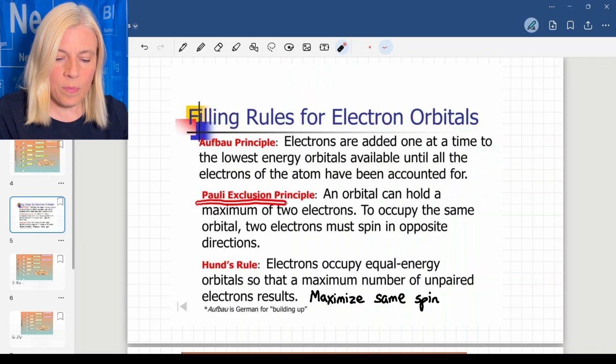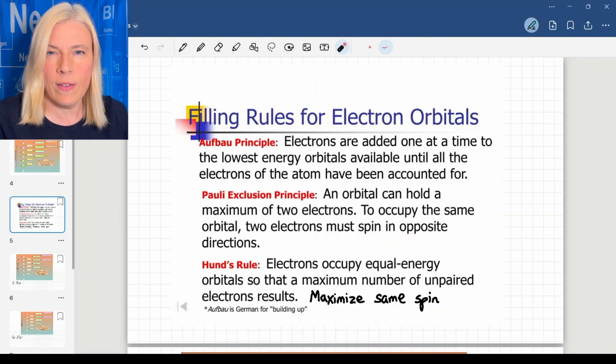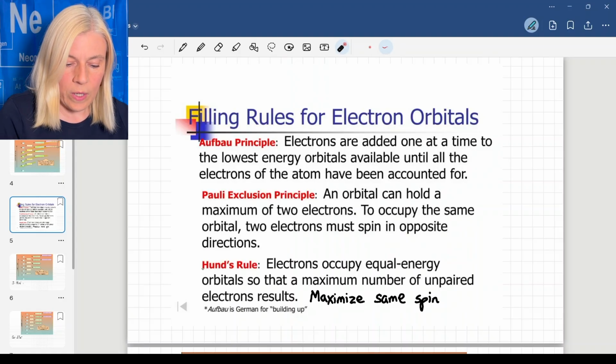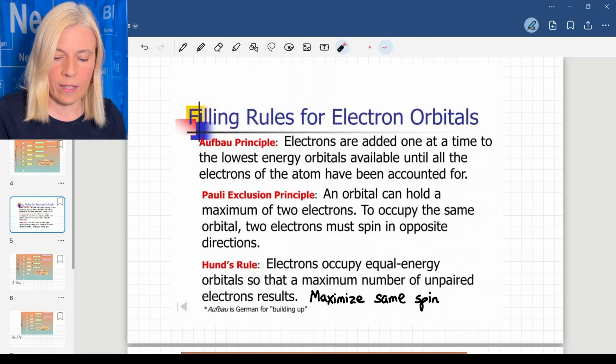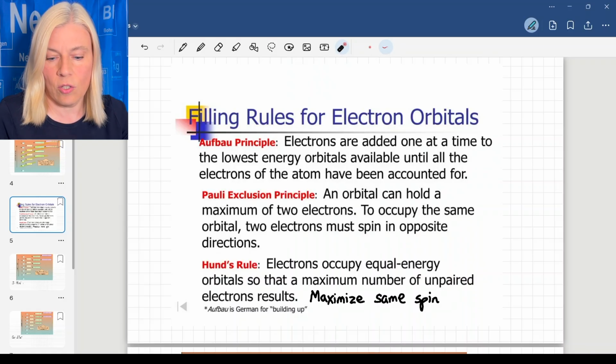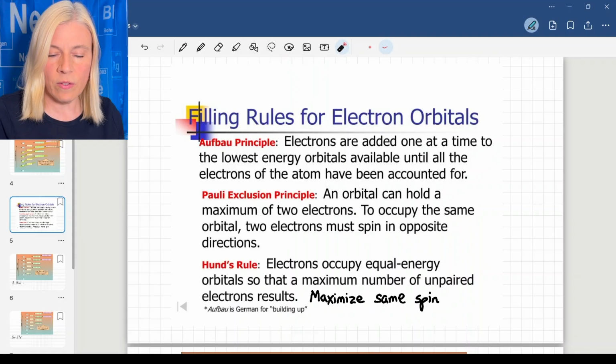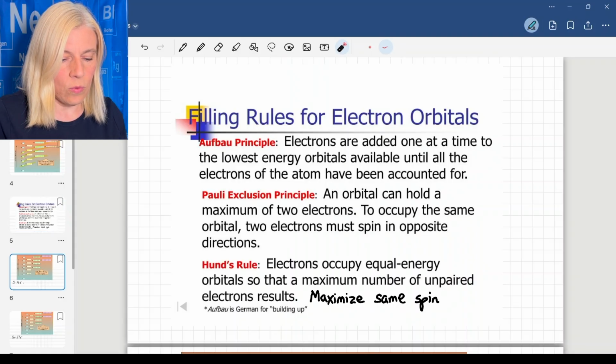Second rule is Pauli exclusion principle. And that tells you that each orbital can hold a maximum of 2 electrons, and they have to have opposite spins. Remember, there was that spin number, positive 1/2 and negative 1/2. That's what it means. And the third one, Hund's rule. So whenever electrons occupy equal energy orbitals, maximum number of unpaired electrons results. And I like to say that you're going to maximize same spin. All right, so that's how we're going to fill in these electrons using these rules.